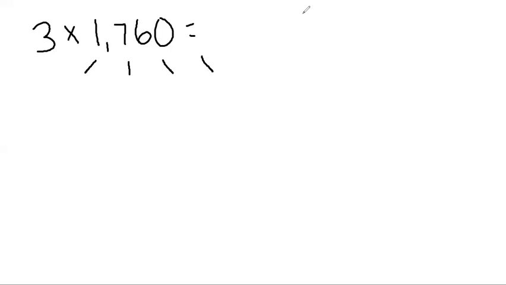So the 1 in the thousands is going to equal 1,000. I have 7 in the hundreds, so 7 hundreds equals 700. I have 6 in the tens. 6 tens is 60. And I have a 0 in the ones, so that's just 0. Guys got that so far?